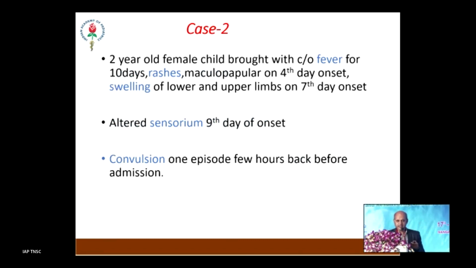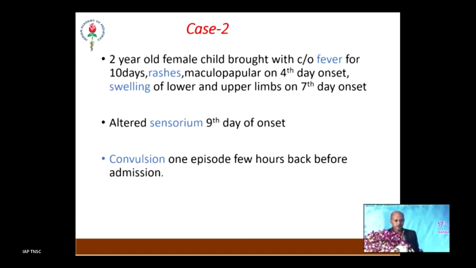Let's move to another case. It's a 2-year-old female child brought with a history of fever for 10 days. The child had a maculopapular rash on the 4th day, swelling in the lower as well as upper limbs, altered sensorium on day 9, and convulsion just a few hours before admission to our ICU.